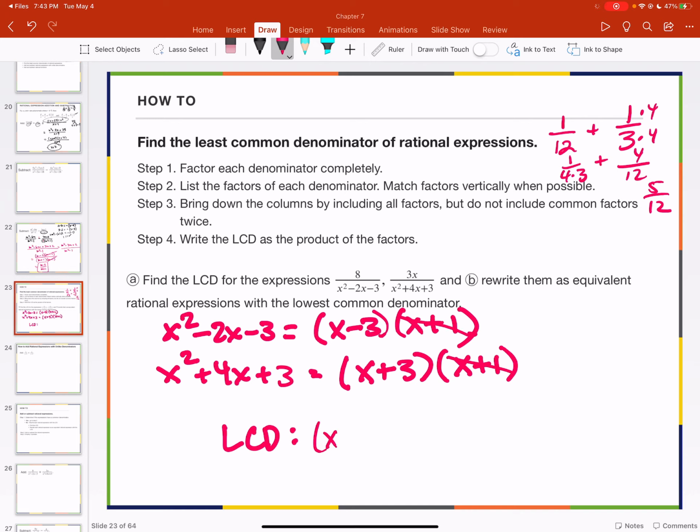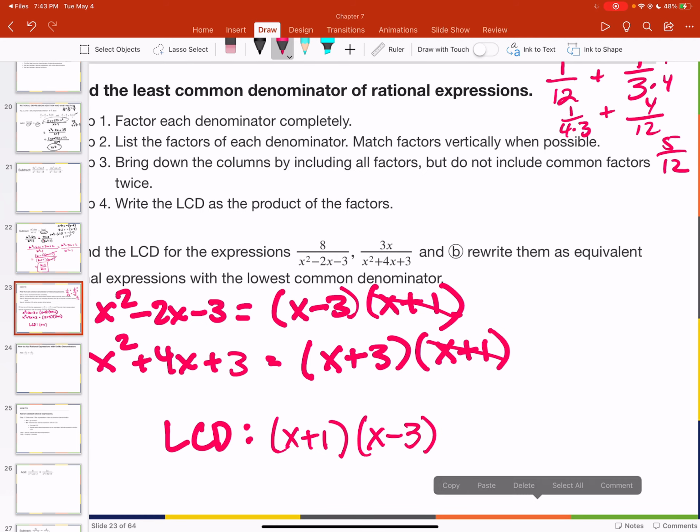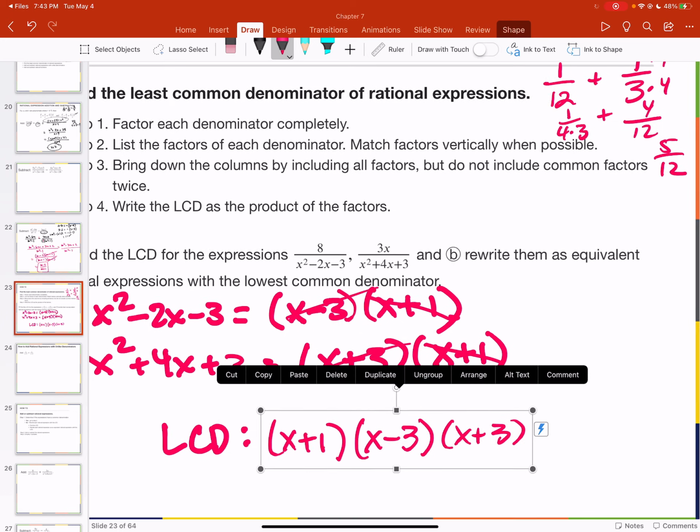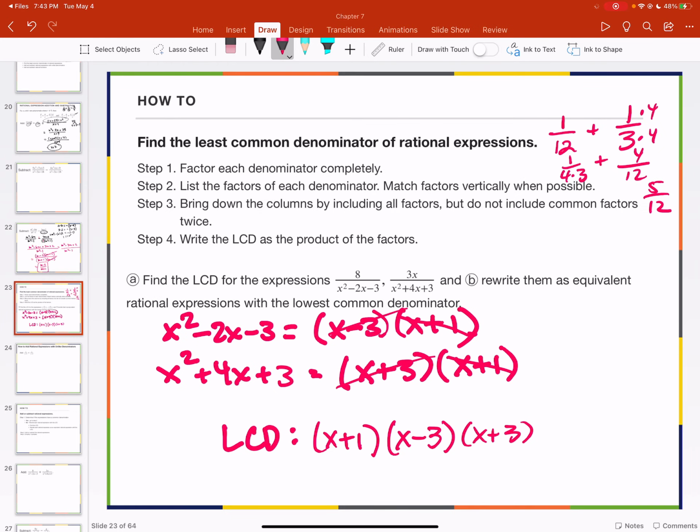So we're going to write that x plus 1. And then we have an x minus 3 and an x plus 3. And that's your LCD. So that's your LCD here. Then the second part, we write them as equivalent rational expressions with the lowest common denominator. We would do similar, right? We would multiply both by what's missing.